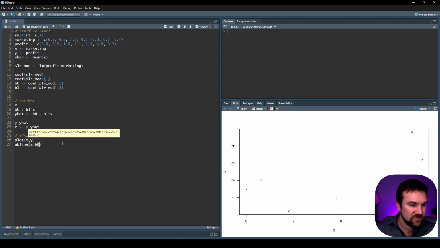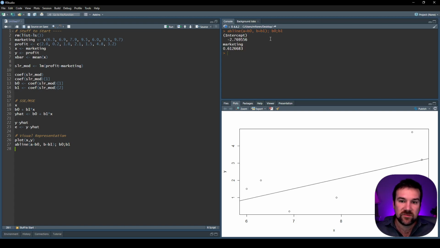A is the intercept and B is the slope. And I'll just type out B0 and B1 so that we can see this intercept and slope. And you'll note if I do a semicolon, that says to run these separately. So add the line and then print out what's in B0 and then print out what's in B1.